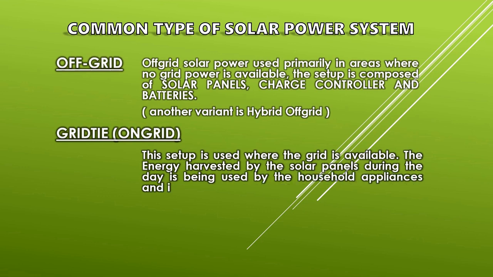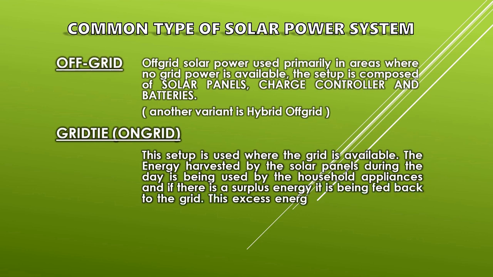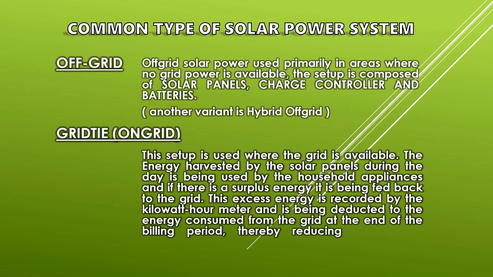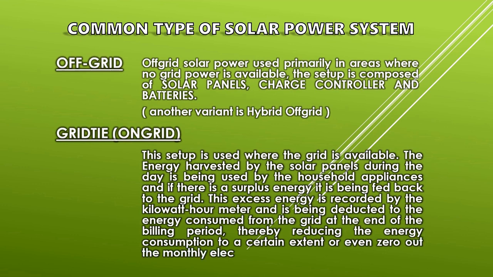This setup is used where the grid is available. The energy harvested by the solar panels during the day is being used by the household appliances, and if there is a surplus energy, it is being fed back to the grid. This excess energy is recorded by the kilowatt-hour meter and is deducted from the energy consumed from the grid at the end of the billing period, thereby reducing the energy consumption to a certain extent or even zeroing out the monthly electric bill.